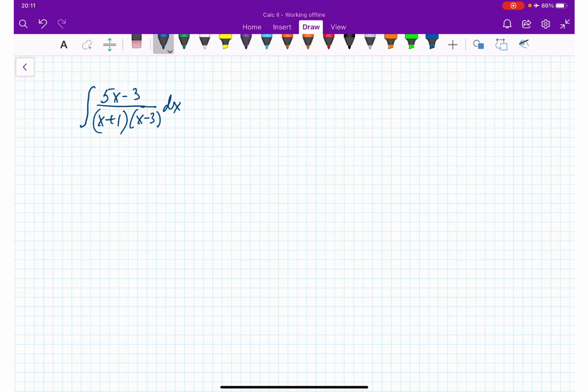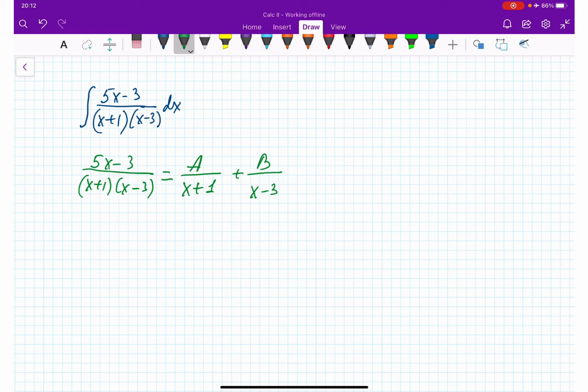What we're going to do is work out 5x minus 3 over x plus 1, x minus 3, and represent it as a over x plus 1, breaking down, plus b over x minus 3. Okay? So a over x plus 1 and b over x minus 3 are partial fractions.